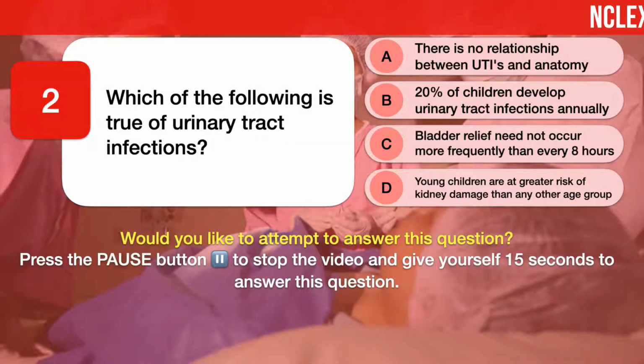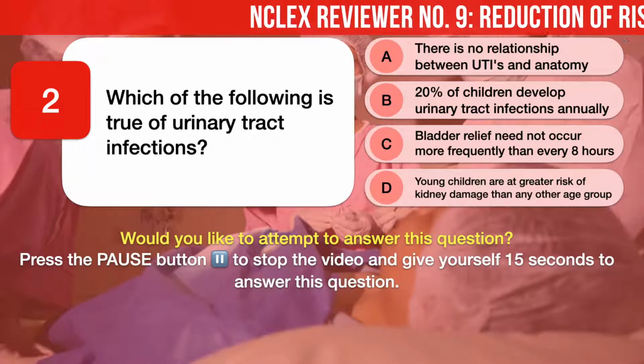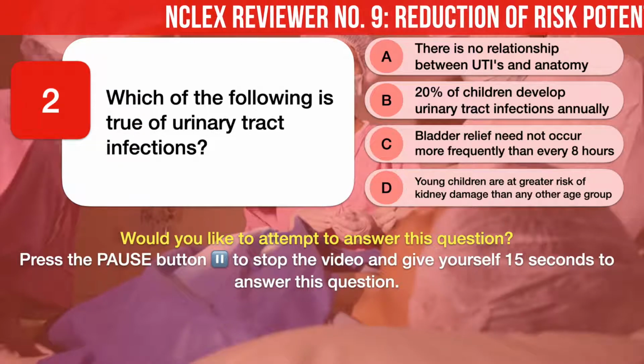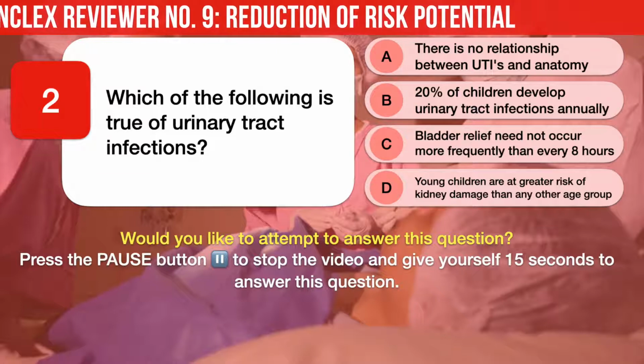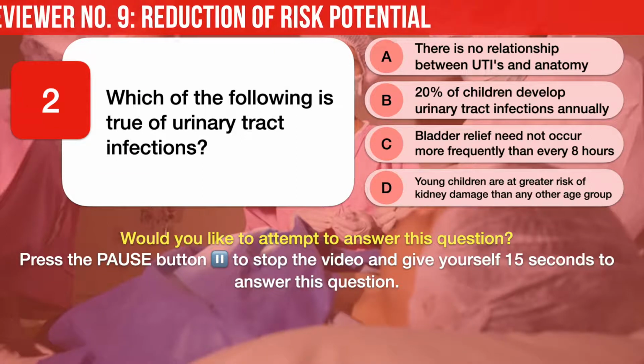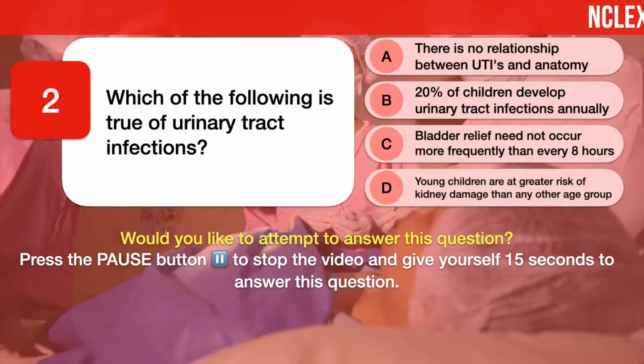Question number 2. Which of the following is true of urinary tract infections? A. There is no relationship between UTIs and anatomy. B. 20% of children develop urinary tract infections annually. C. Bladder relief need not occur more frequently than every 8 hours. D. Young children are at greater risk of kidney damage than any other age group.